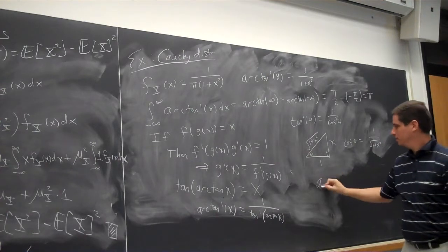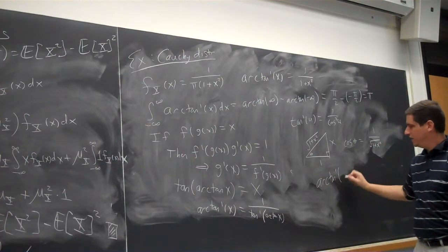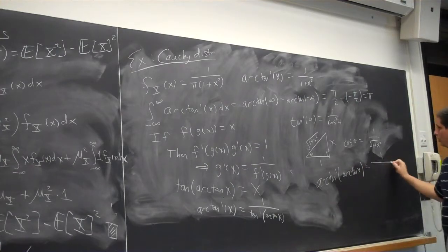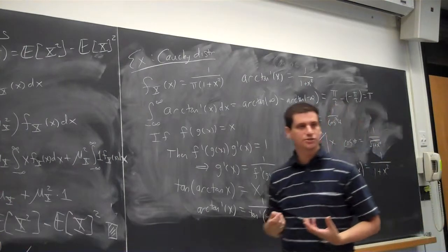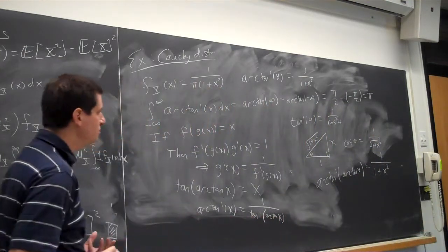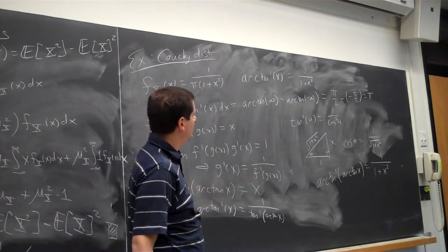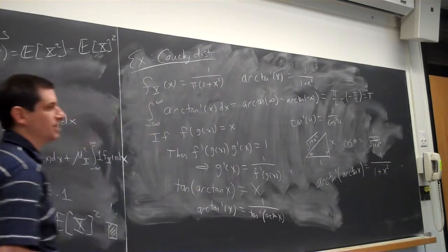So arctangent prime at the angle whose tangent is x is 1 over 1 plus x squared. And that finishes the calculation. So this is a proof that the derivative of arctangent is 1 over 1 plus x squared.